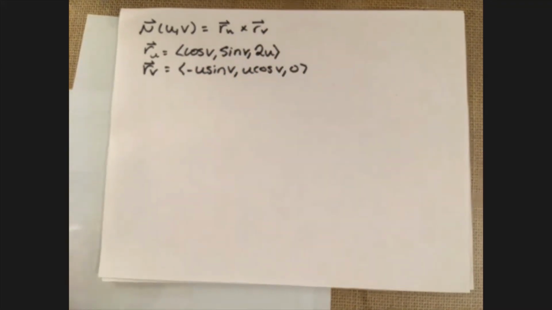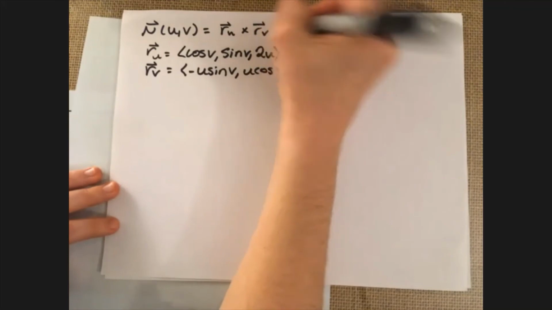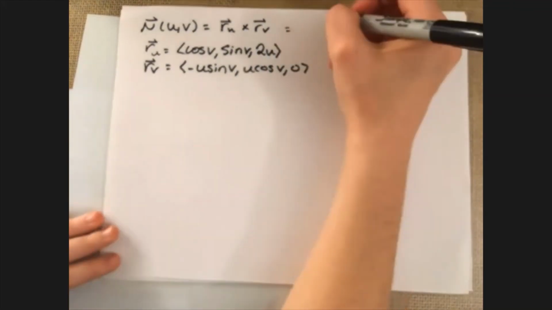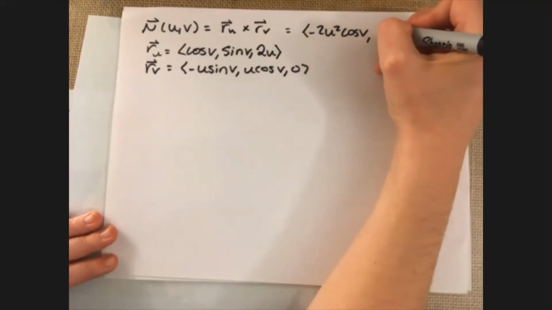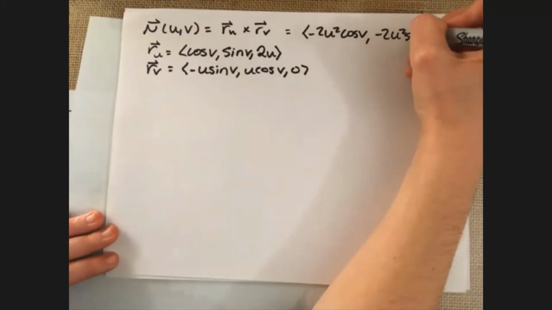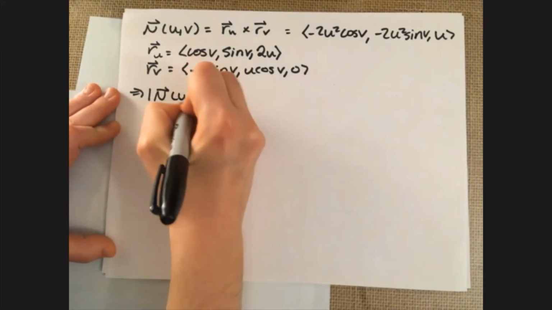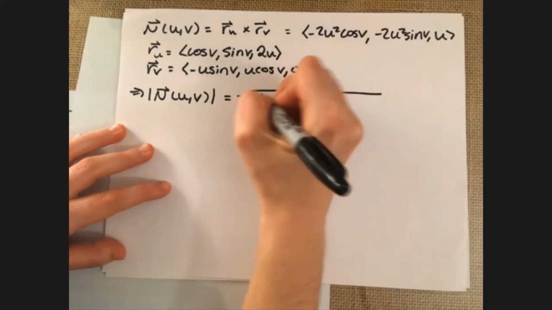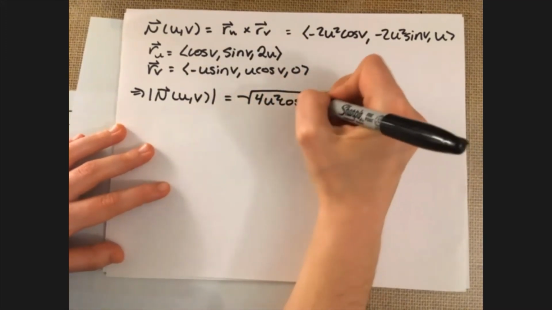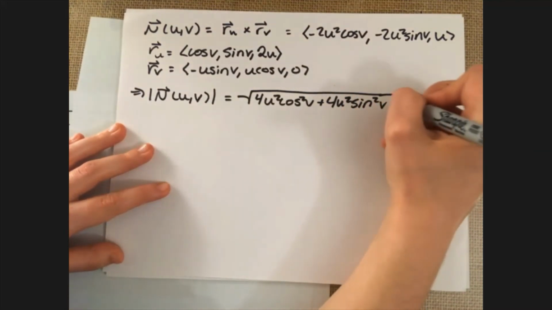Now, I'm not going to write out this cross product here, but I'll just go ahead and tell you what the answer is, so we don't have to walk through all of those computations again. What you're going to wind up with is negative 2u squared cosine v, negative 2u squared sine v, and u. This means that the length of n of u v is equal to the square root of 4u squared cosine squared v plus 4u squared sine squared v, and then plus u squared.